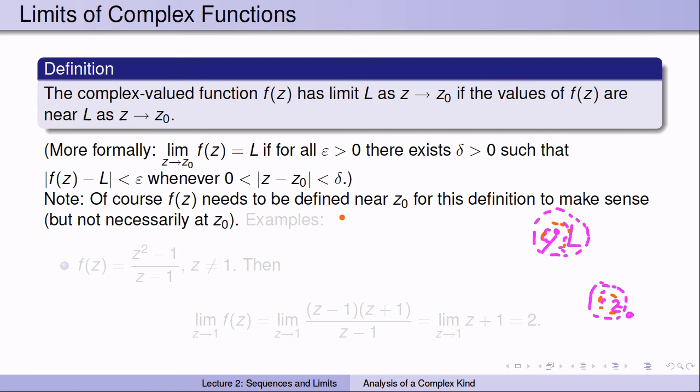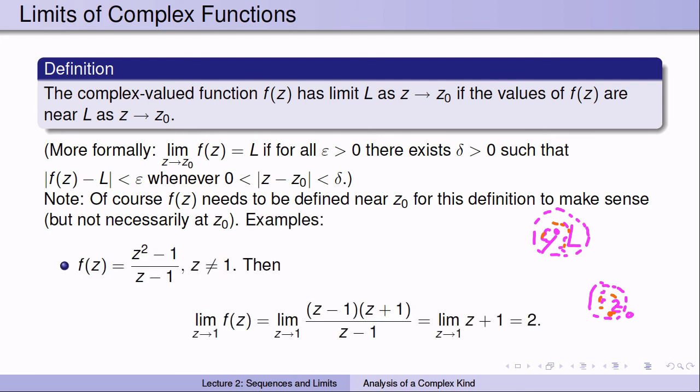If you wanted to make this precise, you would say, for every epsilon, that's this disk around that limit, there exists a delta, that's the disk around z0, such that whenever the absolute value of z minus z0 is less than delta, that the z's are in the delta disk, then the absolute value of f of z minus L is less than epsilon. Of course, f of z needs to be defined near z0 for this definition to make any kind of sense, but we don't necessarily require f to be defined at z0.